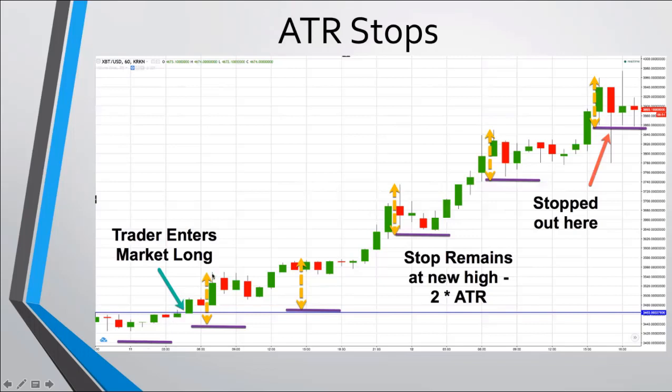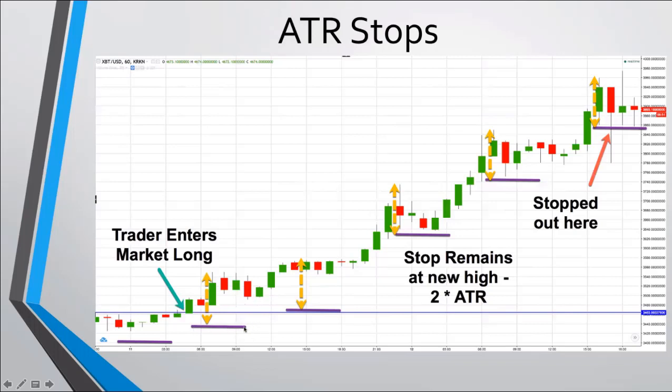Now, as it continues to make new highs, their stop is going to remain below that new high minus 2 times the ATR. That's their system, so they're using a factor of 2. And they're only going to move it up. So if it makes a lower high, they're never moving their stop farther away. Keep that in mind.